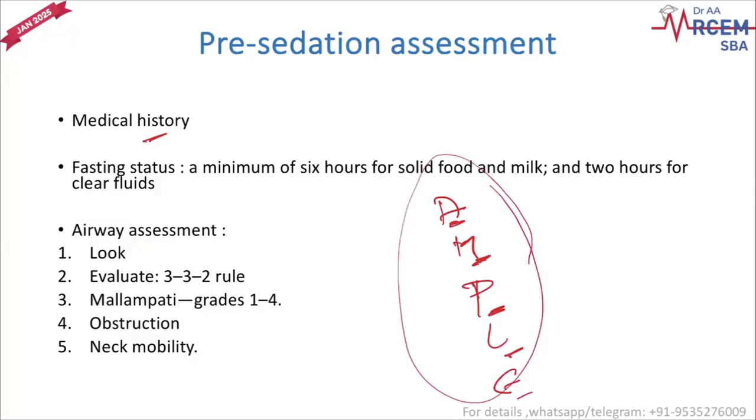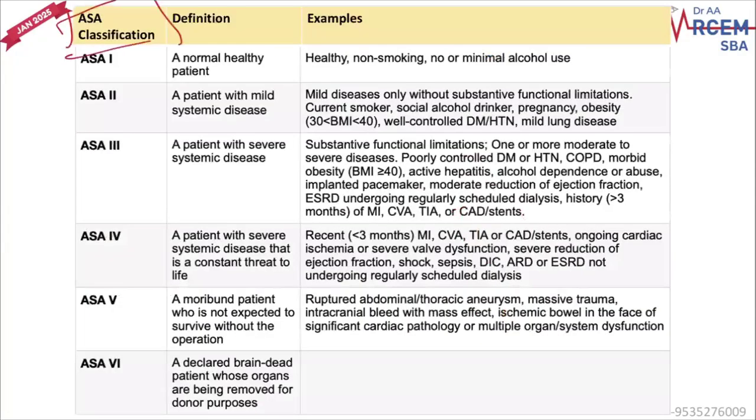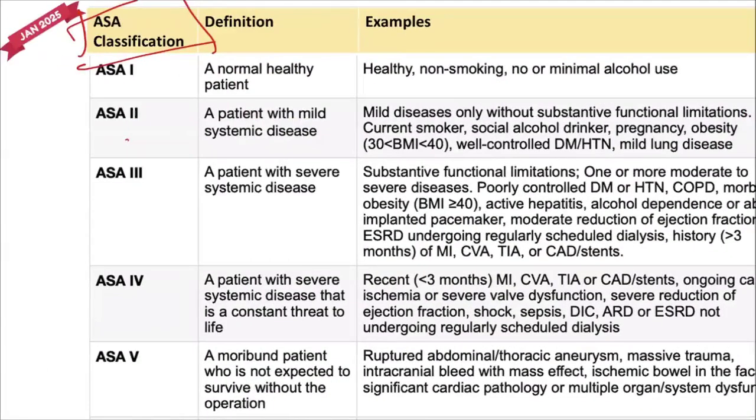With this history, you will be doing an ASA classification. ASA stands for American Society of Anesthesiologists. Though it is an American Society of Anesthesiologists classification, it is followed in the UK also, followed worldwide. What is the importance of this classification? If the patient falls under ASA class 1 or class 2, an emergency physician can perform the conscious sedation in the emergency department.